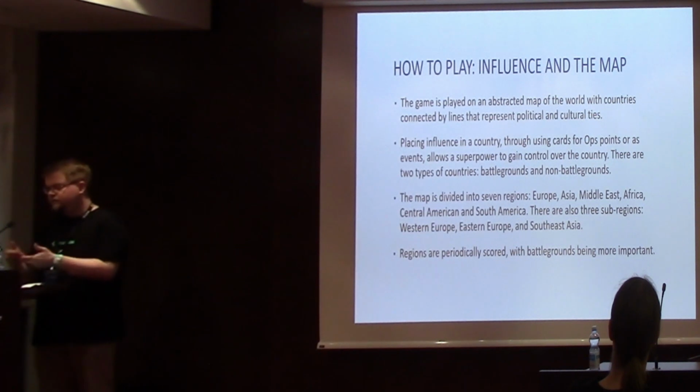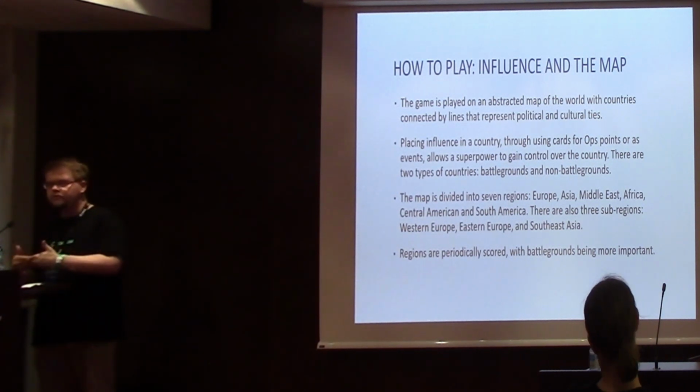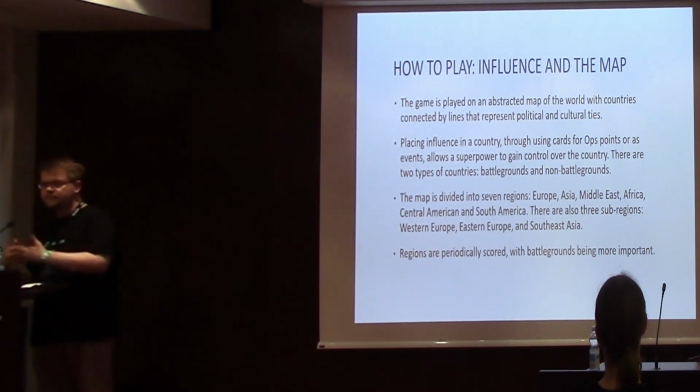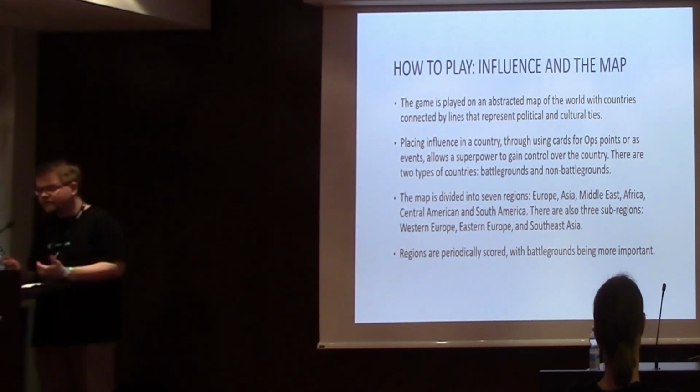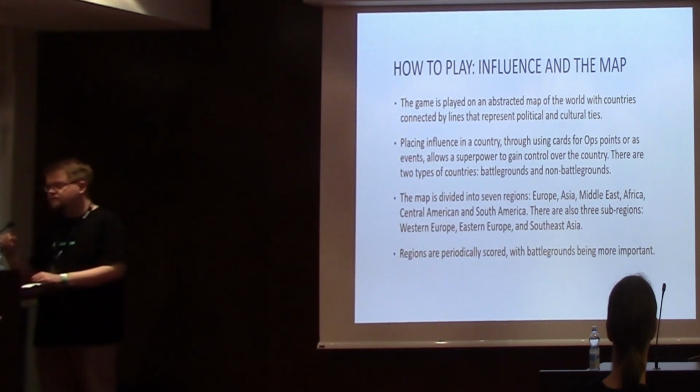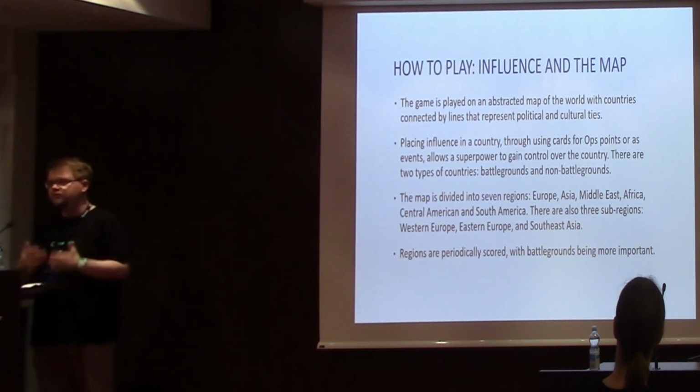So you place influence into a country, and that gives the superpower control of the country. There's a stability value for the country, which can go from 1 to 5. Once a superpower has more influence in a country than the other superpower, by an amount equal to the stability of the country, then that superpower controls that country.